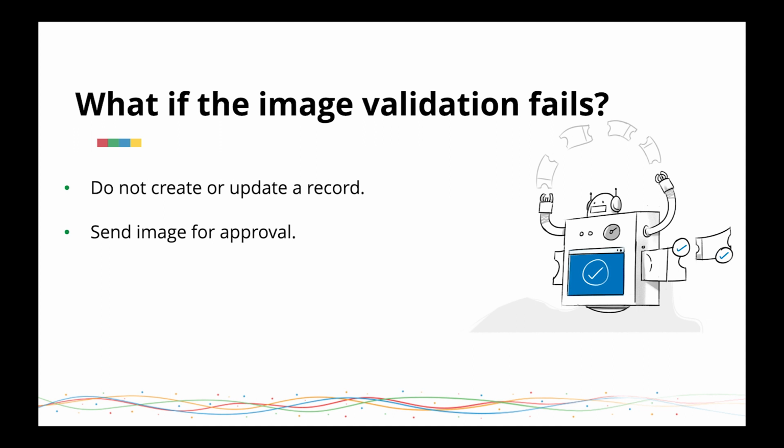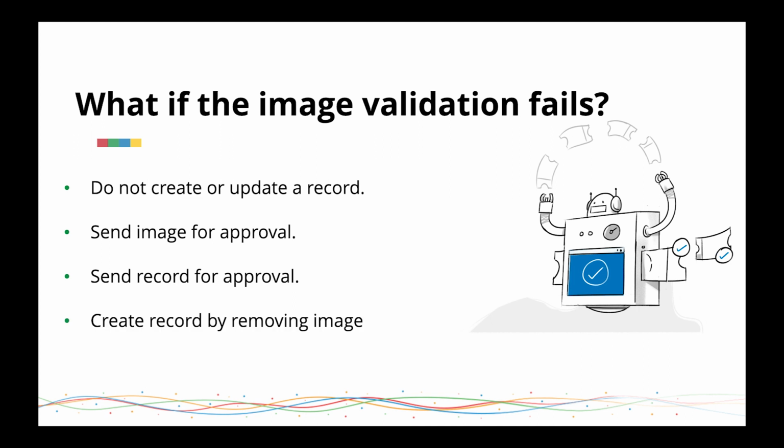The second one is send the image for approval. The second option lets you create the record, but the image addition is subject to admin's approval. Third one is send a record for approval. The third option sends both the record and the image for admin's approval. And the fourth one is create record by removing the image. The fourth option creates a record but without adding the image. Depending upon your business requirements, you can choose one of the four options.